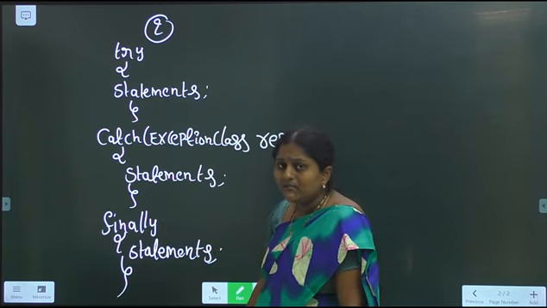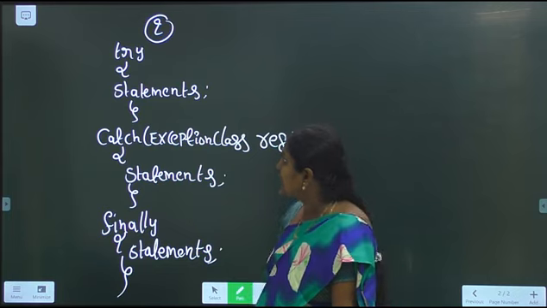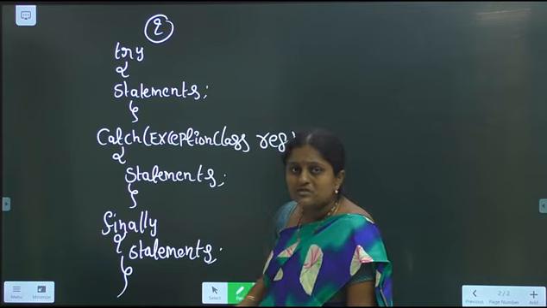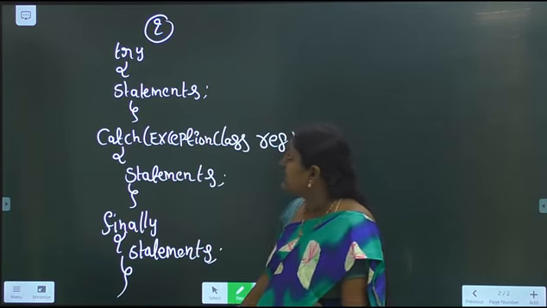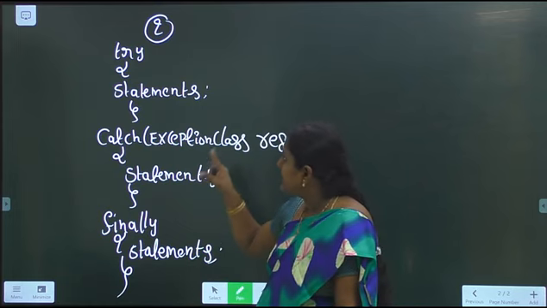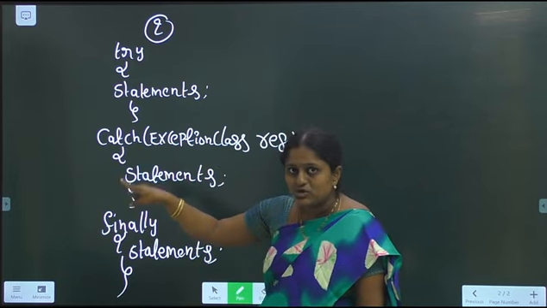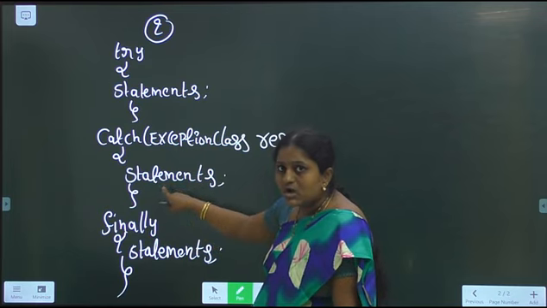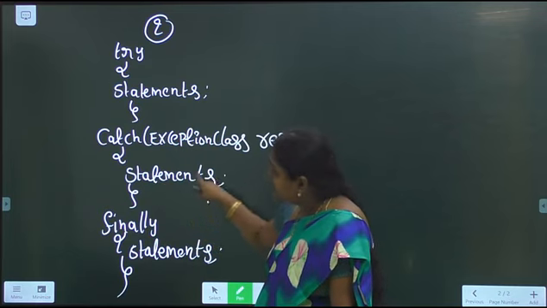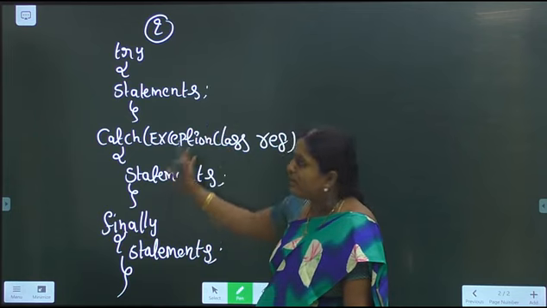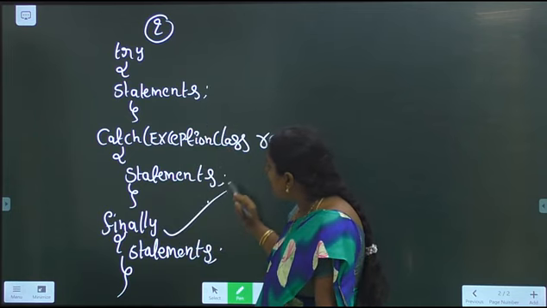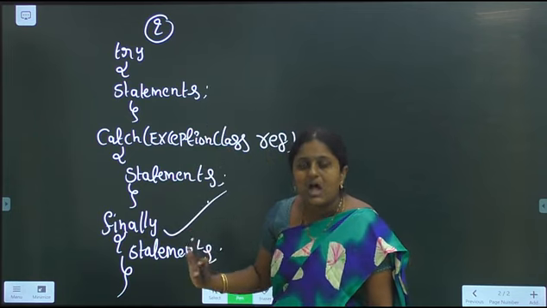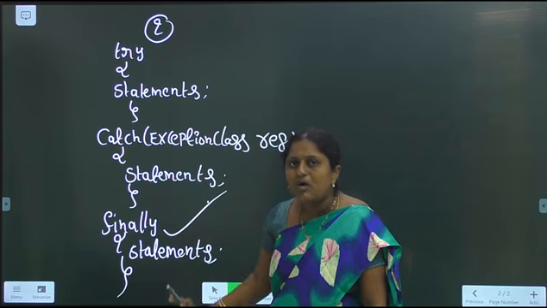At a time only one exception can be identified inside the try block, though we can write a number of statements. Whenever an exception occurs, try suspends the execution of the try block and transfers the identified exception to the catch block. So catch handles the exception. But if an exception does not occur in the try block, the finally block always executes irrespective of the exception. That is the importance of the finally block.